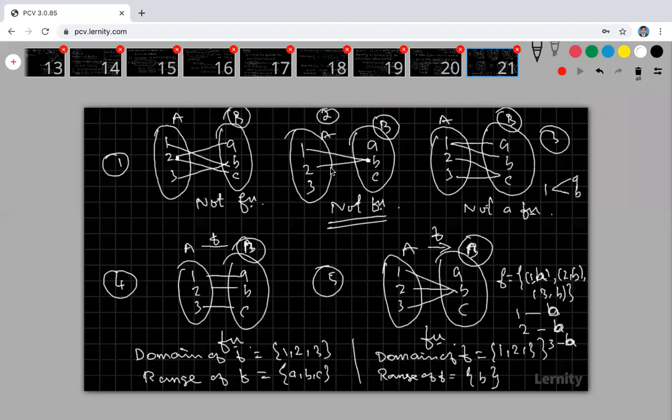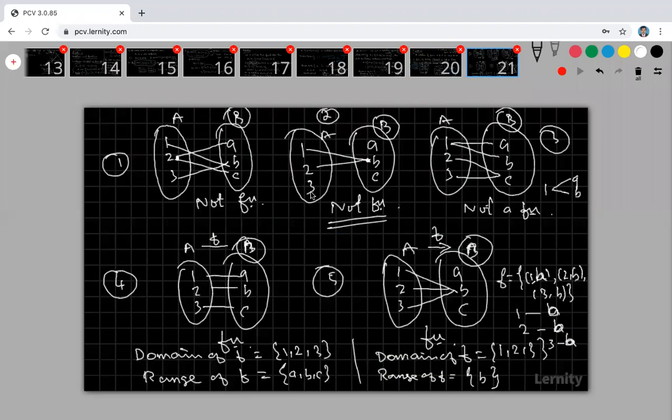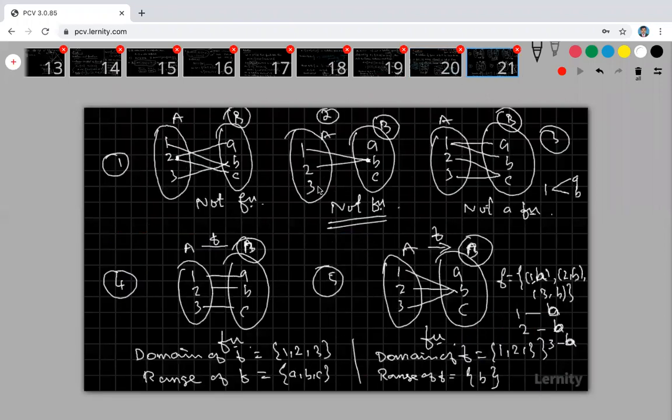Come to the second. In my second, one has only one image, two has one image. What about three? How many images for three? Zero. But what is the definition of function? Every element of set A, 3 is an element of set A, has one and only one image. So 3 must have exactly one image. But here my 3 doesn't have any image. Number of images of 3 is 0. There is no image for 3. So, therefore, this is not a function.